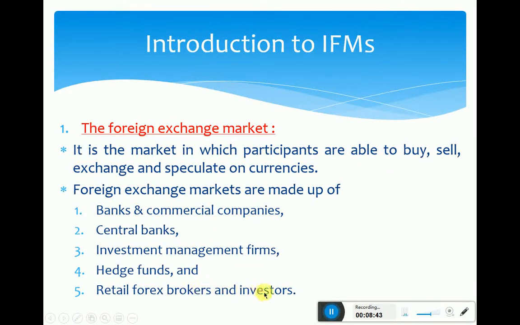So basically these 5 groups of people or participants or companies or organizations participate in the foreign exchange market. They buy, they sell, they exchange, and they speculate on currencies. And through this process, they not only fulfill their desired objective, but also earn huge amounts of money on the foreign exchange market.